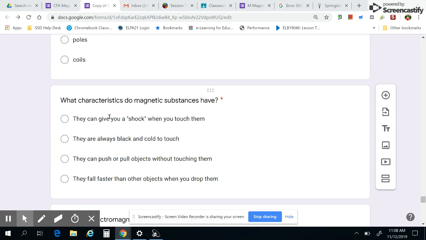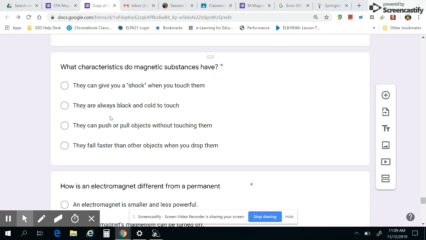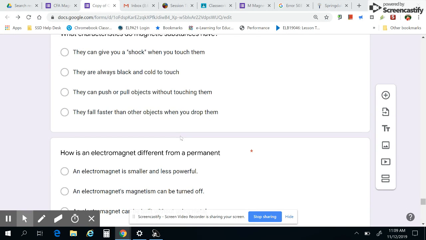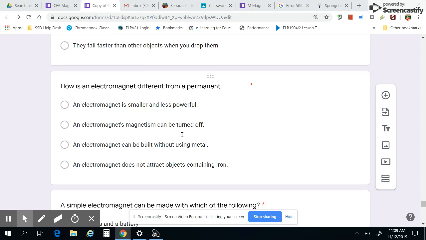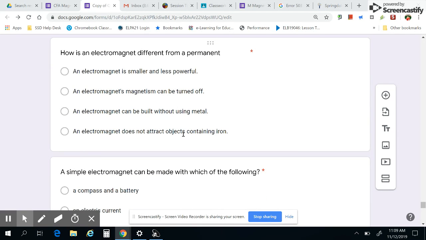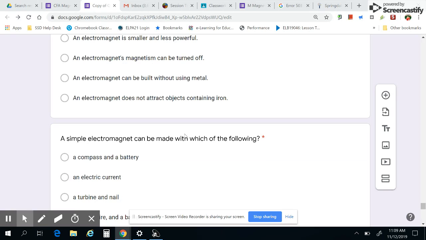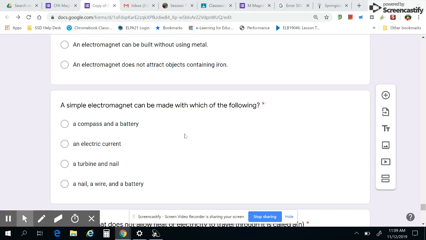What characteristics do magnetic substances have? They can give you a shock when you touch them. They are always black and cold to the touch. They can push or pull objects without touching them. They can fall faster than other objects when you drop them. How is an electromagnet different from a permanent magnet? An electromagnet is smaller and less powerful. An electromagnet's magnetism can be turned off. An electromagnet can be built without using metal. An electromagnet does not attract objects containing iron.